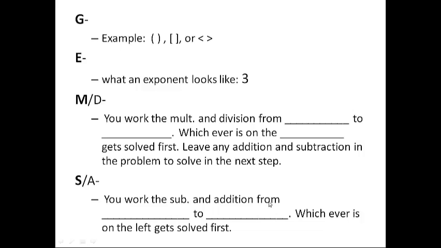Okay, so you have the letter G. G stands for grouping symbols. And I've put a couple examples of what they look like. So grouping symbols. Most of the time you're going to be seeing parentheses, which are this one right here. Okay. But later on you'll be seeing brackets and other things to help group numbers together.